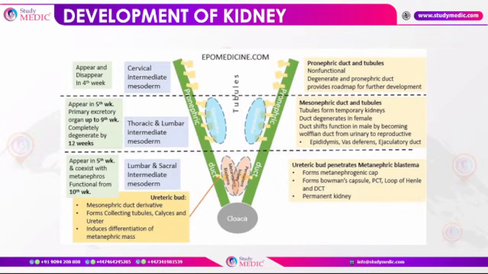It is from this metanephric blastema that the metanephrogenic cap is formed, and this is going to form the nephron per se, which consists of the Bowman's capsule, the proximal convoluted tubule, the loop of Henle, and the distal convoluted tubule. At the end of all this, we also need to understand the cloaca and the differentiation of the cloaca, because that is going to help us understand the development of the urinary bladder, which is another major component of the urogenital system.